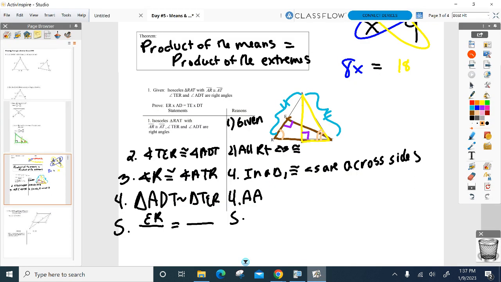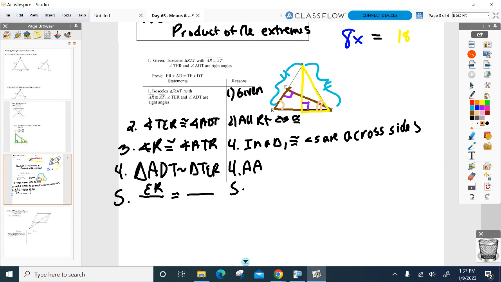Where's AD going? In the second proportion denominator. There you go. Whoa, and she used denominator. That makes me happy inside. Little piece of ice melted off my heart. And then what about TE and DT? Doesn't matter. They're just going to be cross multiplied.